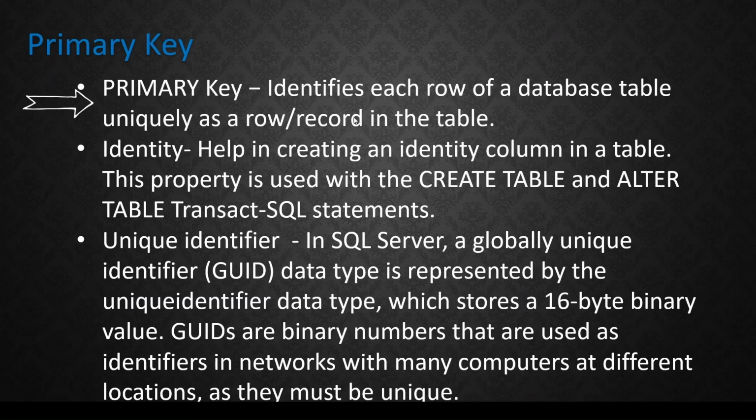Firstly, what is a primary key? A primary key is used to uniquely identify each row or record in a database table. It means that each row can be identified uniquely and a primary key cannot have a null value. Now, what is identity? There is a property called identity that is used to create an identity column in a table. This property is used with the CREATE TABLE and ALTER TABLE Transact-SQL statements.